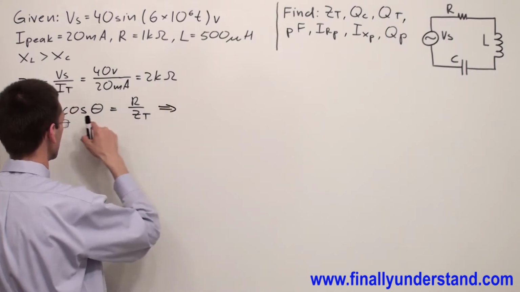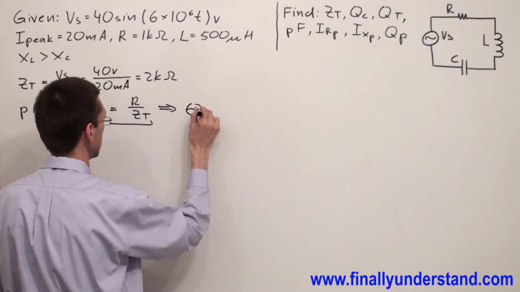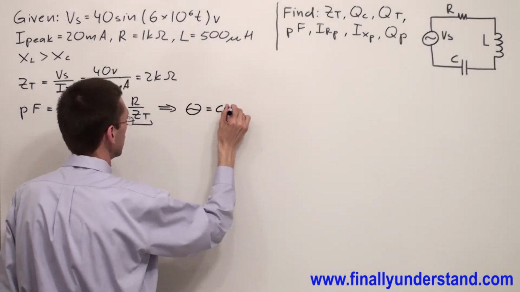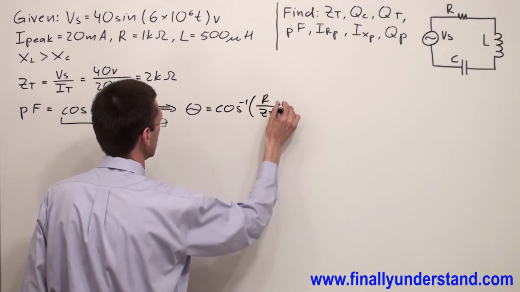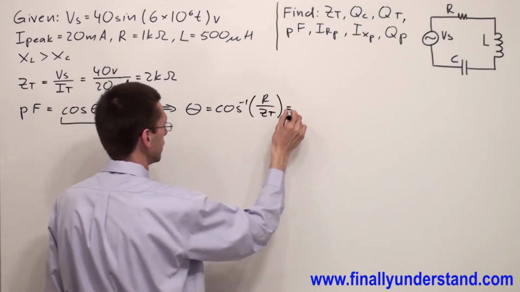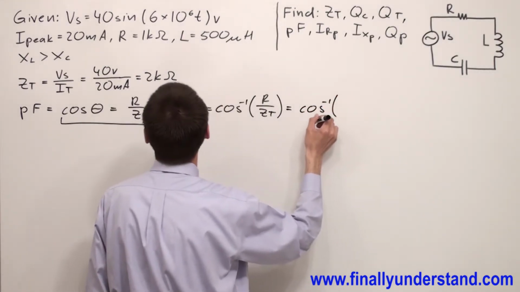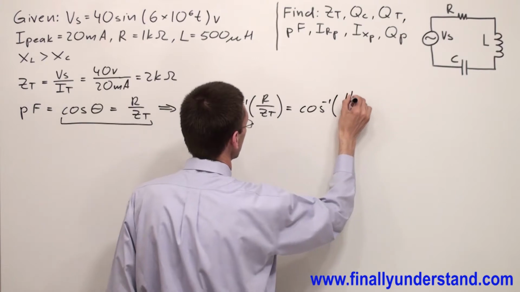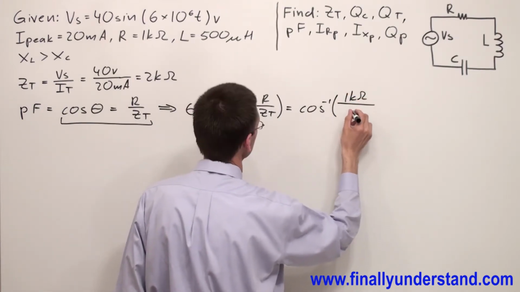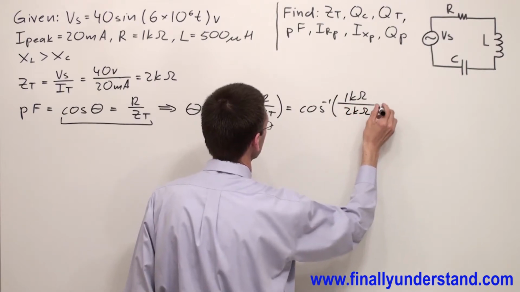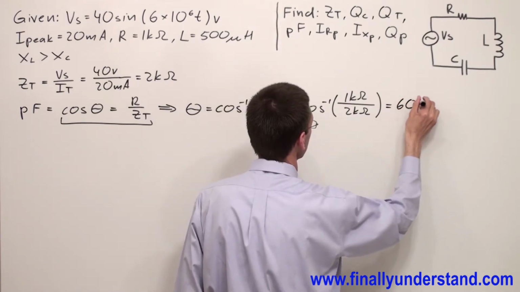If you solve this formula for angle theta, you're supposed to obtain theta equal to inverse cosine of R over Z total. So I have inverse cosine, and R is 1 kiloohm over Z total, which is equal to 2 kiloohms. Everything is equal to 60 degrees.